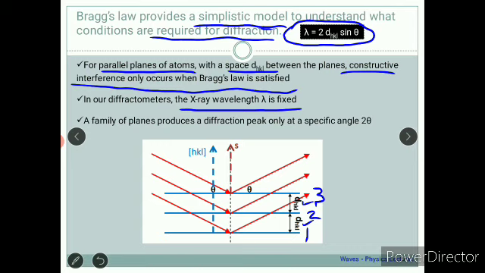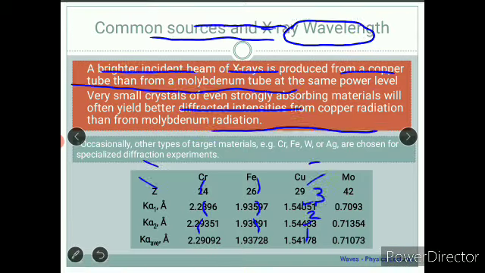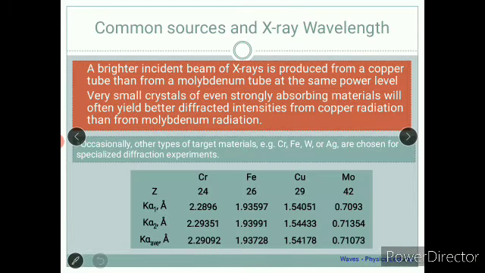The family of planes will produce a diffraction peak only at a specific angle 2 theta. This concept of 2 theta you will understand when we derive Bragg's law. This is the theta, the angle at which the X-ray is diffracted. If this is theta and there are parallel planes, this will also be theta, and so on. So if we have more and more parallel planes and more diffractions taking place, they interfere constructively, and as a result we get the interference pattern which is good to determine the planes.